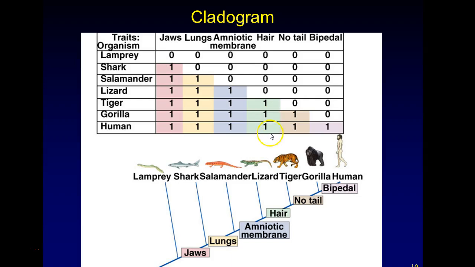Tiger, gorilla, and human all have hair. A lizard, a tiger, gorilla, and a human, you can read this, have an amniotic membrane, so you can see how this particular cladogram is arranged based on these particular traits.